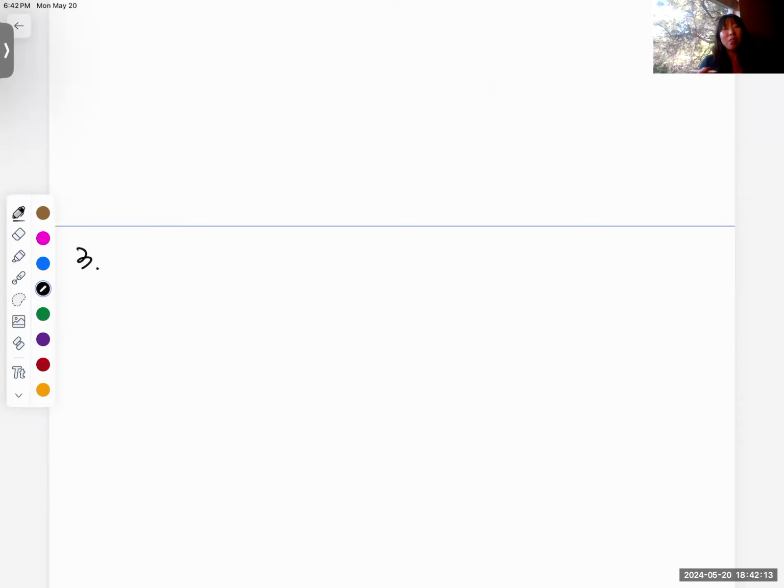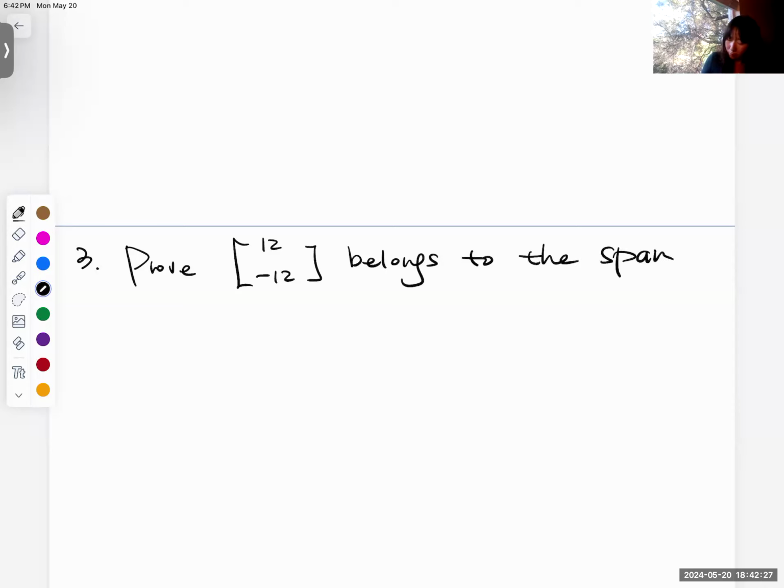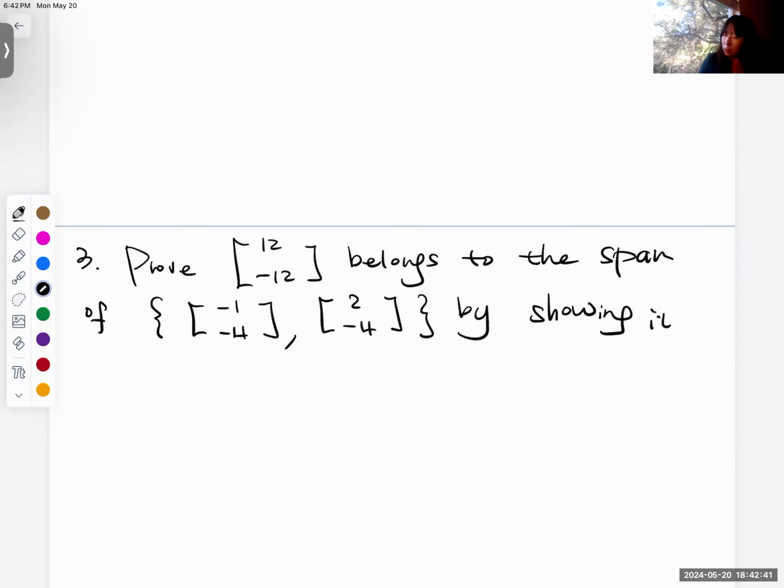Number 3. Okay, proof. We have (12, -12) belongs to the span of the set of (-1, -4) and (2, -4), by showing it's a linear combination. Let's make it short. Those two vectors.